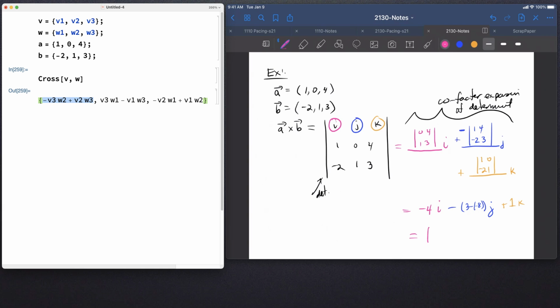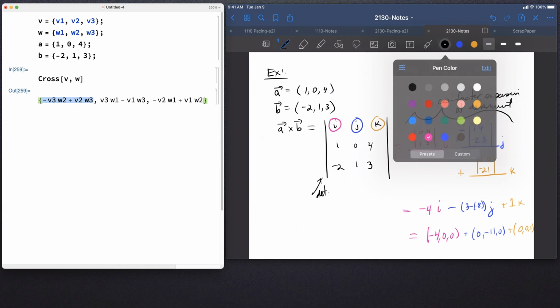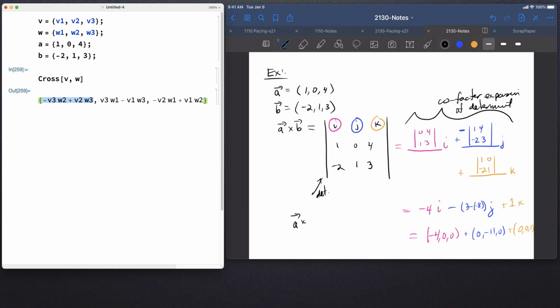Alright, so negative 4i is negative 4, 0, 0. 3 minus minus 8 is 11, and distribute the negative through, so lots of minus signs to worry about there. Plus 0, negative 11, 0, and then the k clearly comes out to be 0, 0, 1. So if I'm putting all this together, I can say that A cross B is equal to the vector negative 4, negative 11, 1.